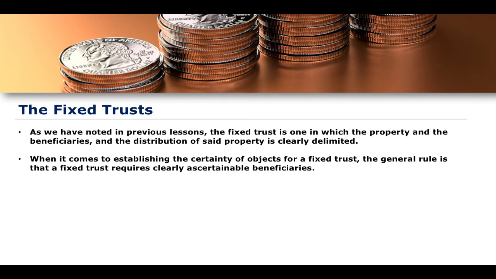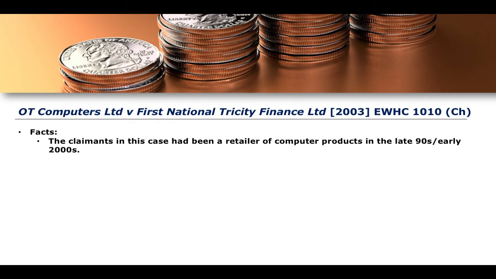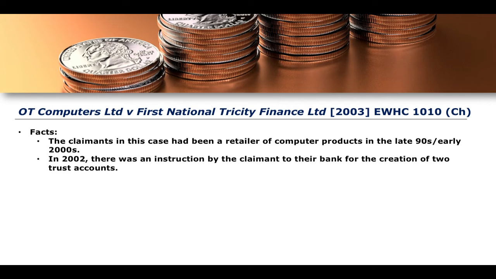And given this, the general rule, as I've said and as stated here, is that there has to be clearly ascertainable beneficiaries. There must be what is known as a complete list of beneficiaries, as we noted in the previous lesson. Now, one of the interesting cases here is this case from OT Computers Limited and First National Tricity Finance Limited from 2003. Ultimately, in this case, the claimants had been the retailer of a number of computer products in the late 90s and early 2000s.